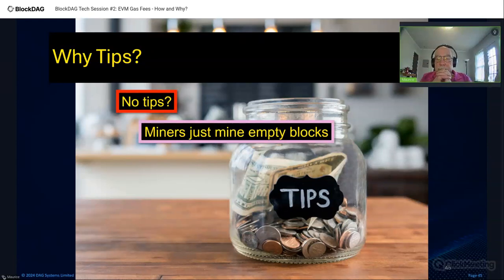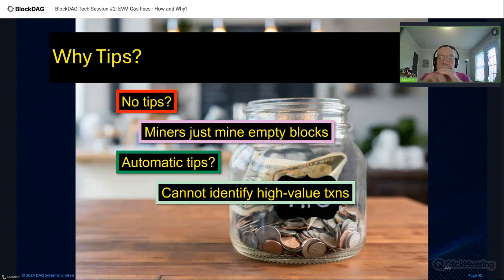We could eliminate tips. You could say everybody gets treated the same. But that would give miners a perverse incentive to just mine empty blocks. It's cheaper to mine an empty block than to do all the work of validating transactions and checking signatures and all of that. So that would create an incentive for miners to basically do nothing. They would collect block rewards when they mine the blocks, but would otherwise not make any money.